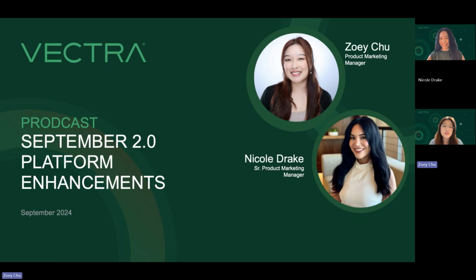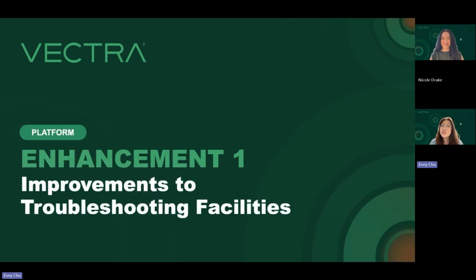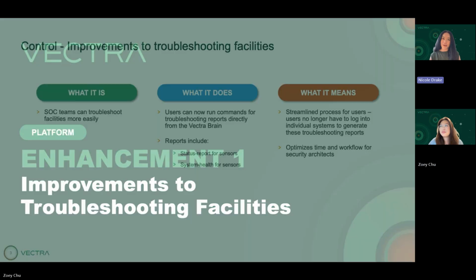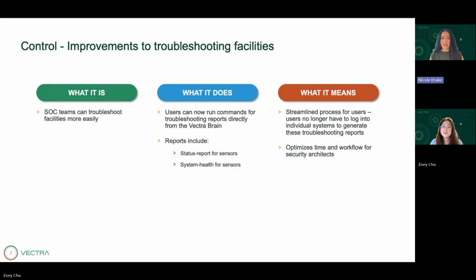Yeah, we're just going to talk about a few enhancements on our Vectra AI platform, starting first with improvements to troubleshooting facilities. Nicole, you want to talk about this a little bit? Yes, thank you, Zoe. So basically, we've heard from our customers the need to improve status reports for sensors, specifically our network sensors. There were commands that existed previously, but were limited to the specific user that was logged on. So now with this latest release, SOC teams can run commands directly for that sensor without having to log into each individual system to get those status reports.